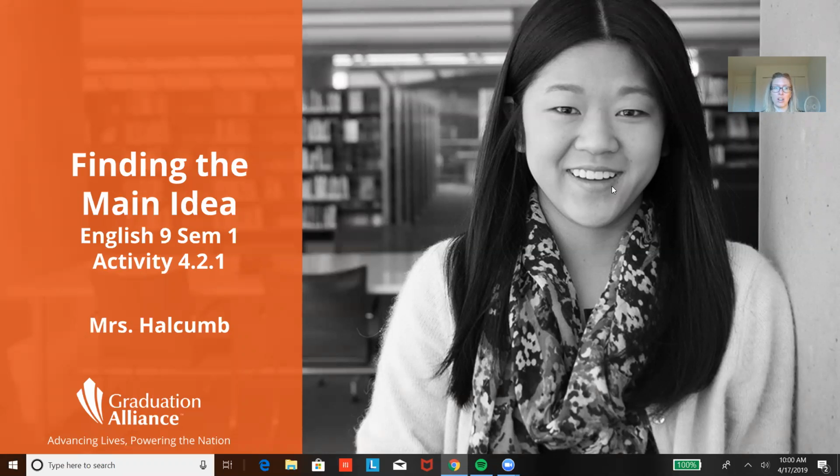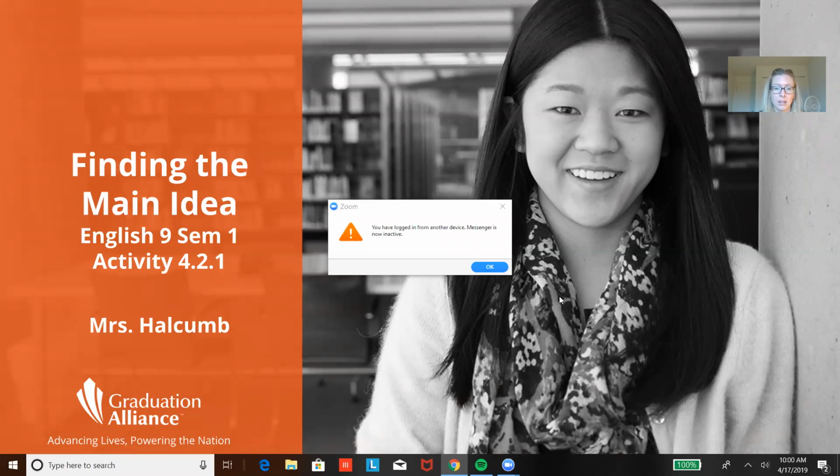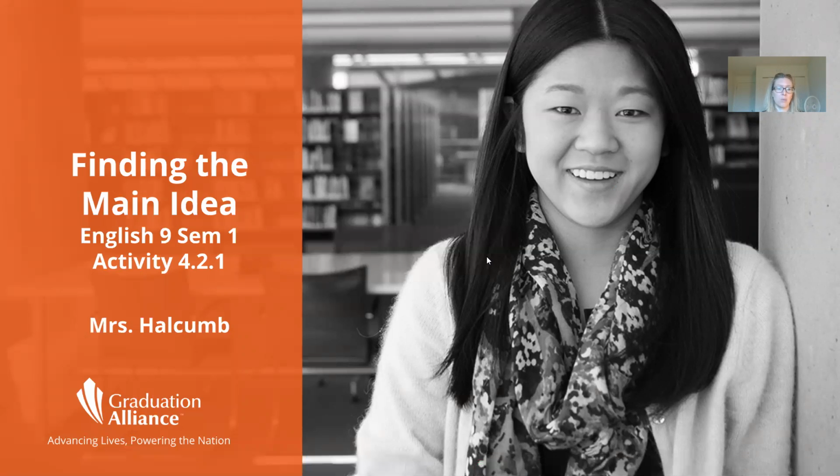So keep watching through the series if you need extra practice, but each one is going to be a bit of a practice, and I'm going to walk you through the steps, and then at the end, we will navigate through English 9 Semester 1 Activity 421. This is an example paragraph all about main idea. Let's get started.